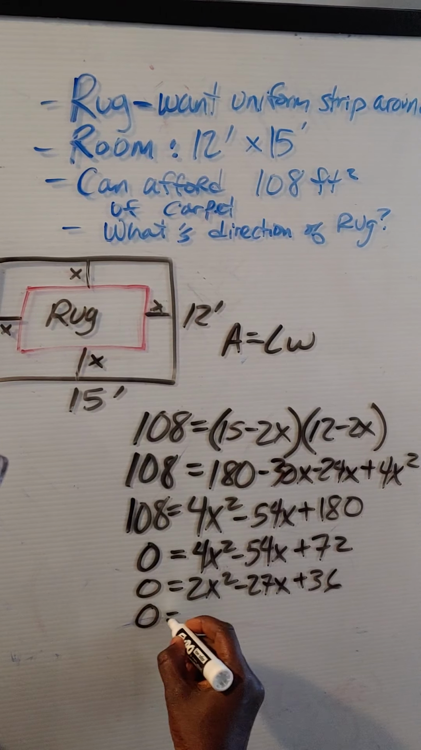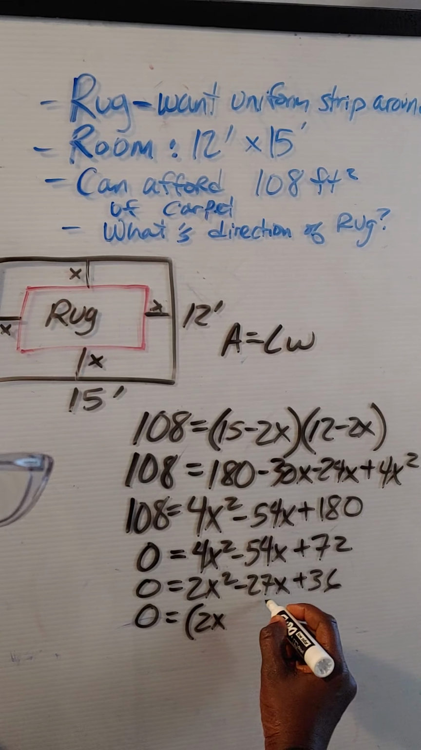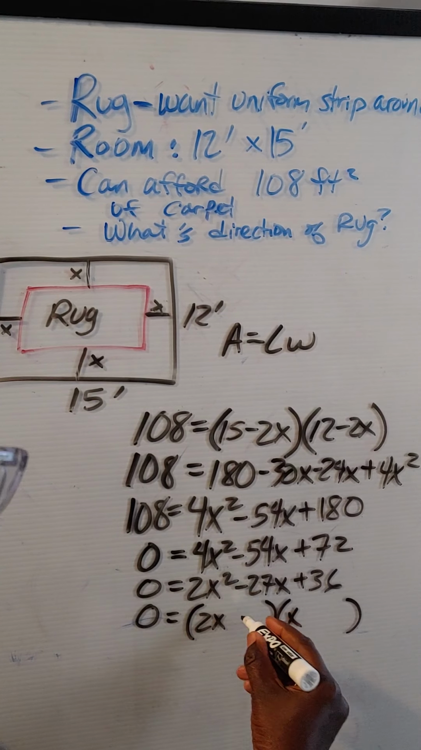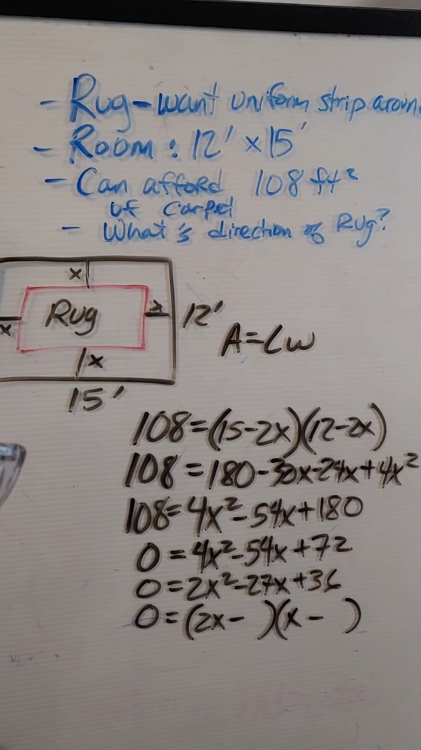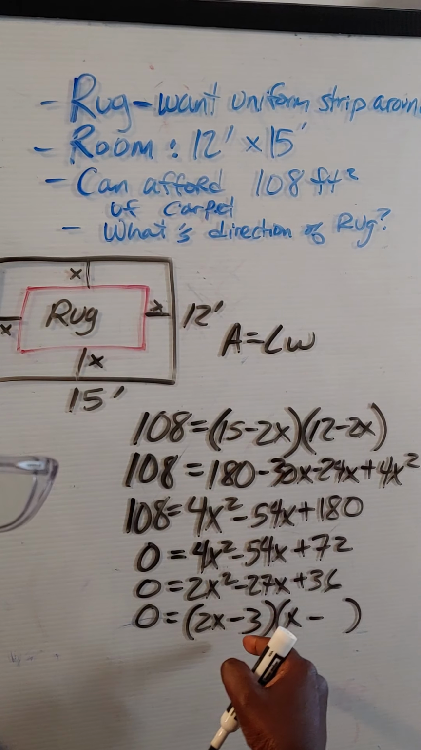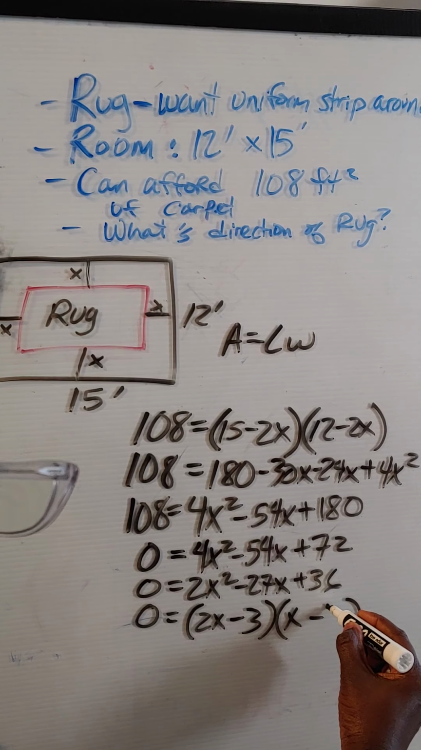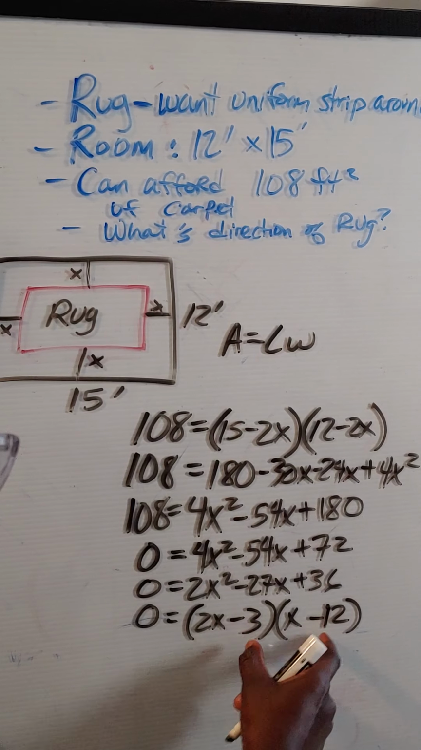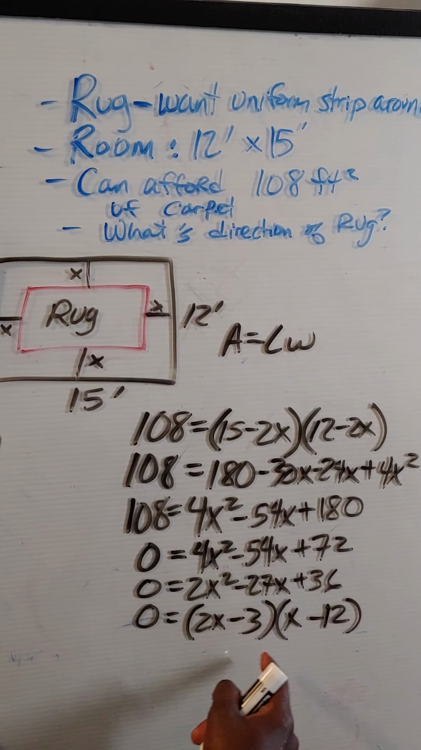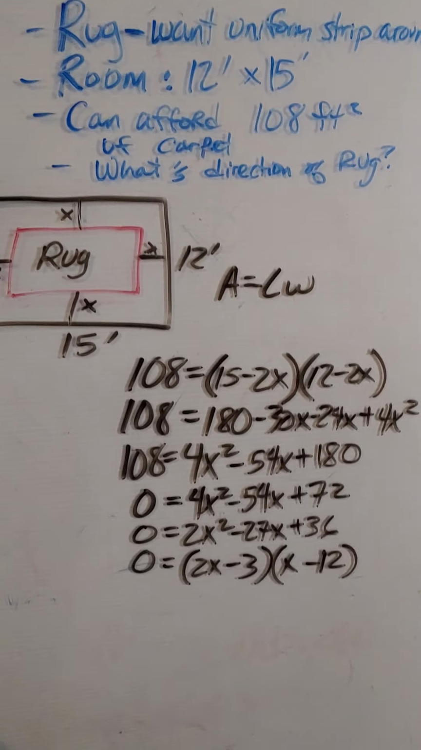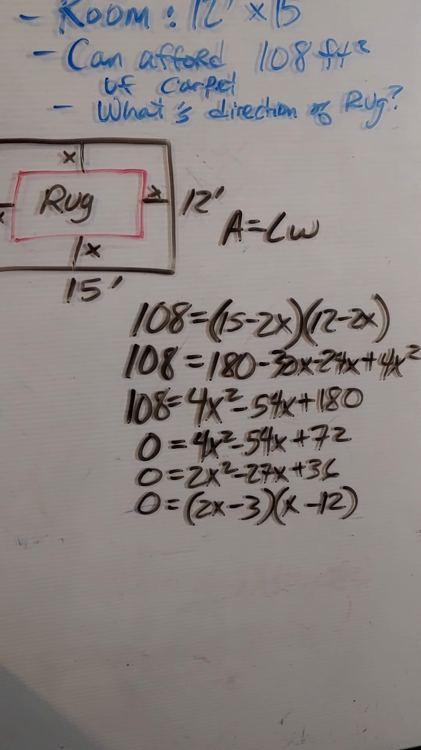So 2x here and an x here, no other choices. I'm going to say that they're both negative. If I place a 3 here, and 3 times 12 gives me 36, that will work. Here's my product, positive 36. This times this is negative 24, and this times this is negative 3. That gives me my middle term, negative 27. So now I'm going to set each of those factors equal to 0, and then one of them is going to be my answer.